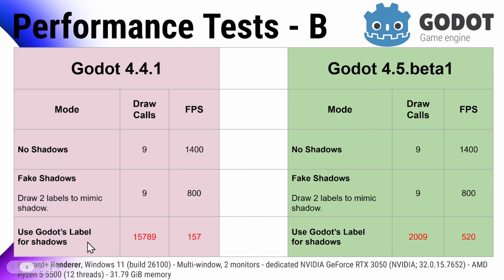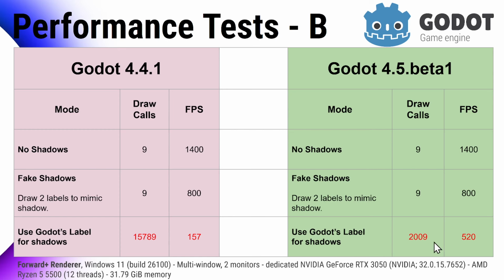And the Godot 4.4 and 4.3 that use the broken label have the same draw calls, and the FPS was 157. But with the fix, it reduces the draw calls again, the same amount as the GL, but the FPS is now 520 to 530 to 540. You saw it goes up and down, which is actually very good.